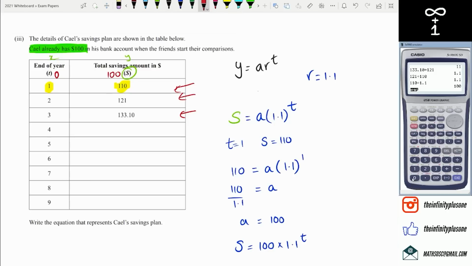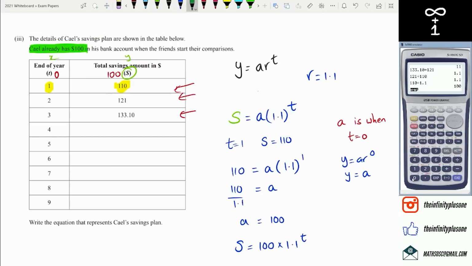Now, in exponential equations, this is something that's worth remembering. The a value is when t is equal to 0. And the reason is because if we go y is equal to a r to the power of 0, r to the power of 0 is 1, so we're just going to get y equals a. So in exponential curves, whenever you're dealing with the starting value, that generally is the a value. And I've just shown you a couple of different ways of getting to that equation.